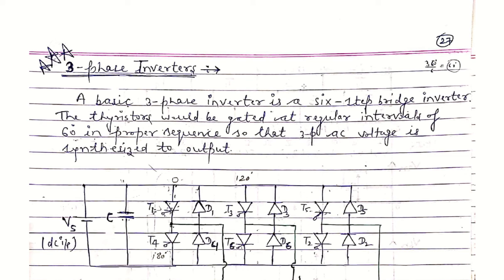Six step in the sense, if we consider one cycle of 360 degrees and divide by the pulse number, that is 6, then we obtain 60 degree steps. So 360 divided by 6 gives 6 steps of 60 degrees. In this 60 degree duration, the thyristors would be gated at regular intervals. Regular intervals in the sense, if thyristor T1 is conducting, then after that T2 will be conducting, then T3, and so on. So in proper sequence they are fired to obtain the AC output voltage at the load side.